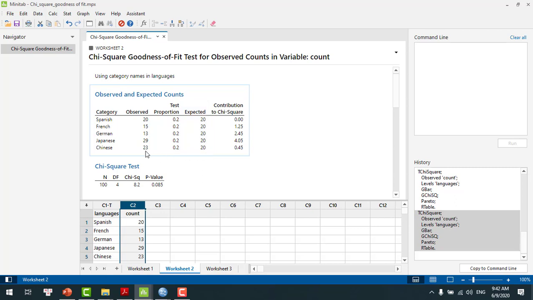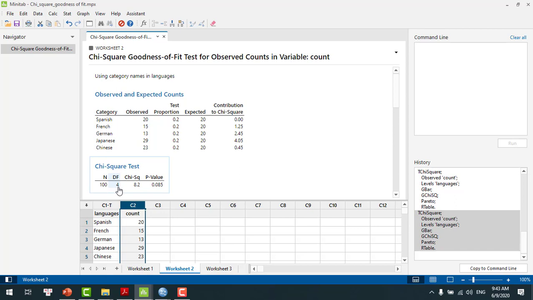What we observed is here. Notice that, as we said before, we had all the way from 13 students in German to 29 students in Japanese. So that's what we observed. Now, the proportion then, we would expect 20% in each class, but this is what we actually got. So this is the distribution to chi-square. Now, notice here then that we have the number of students is 100. The degrees of freedom is 4.